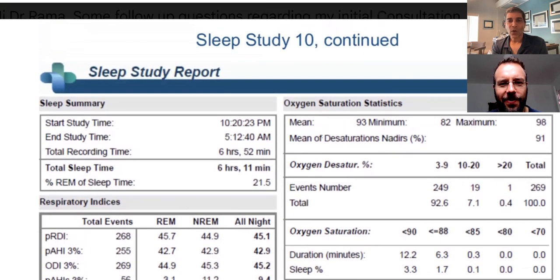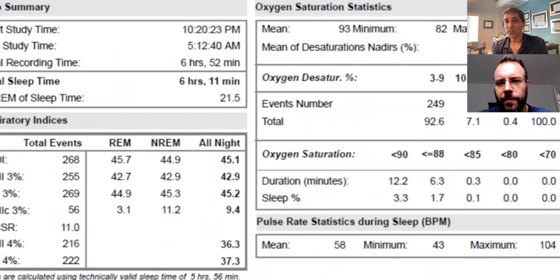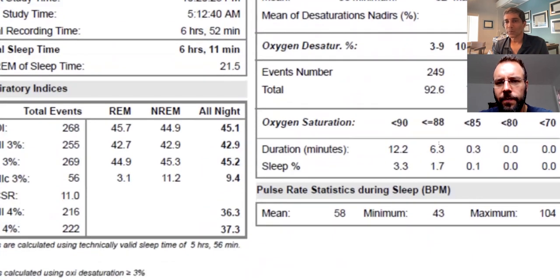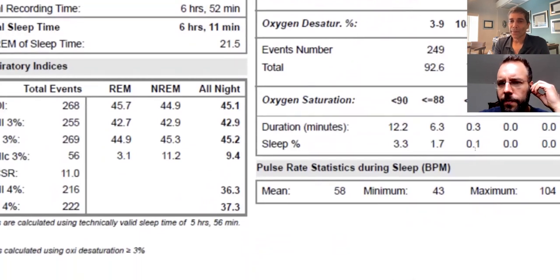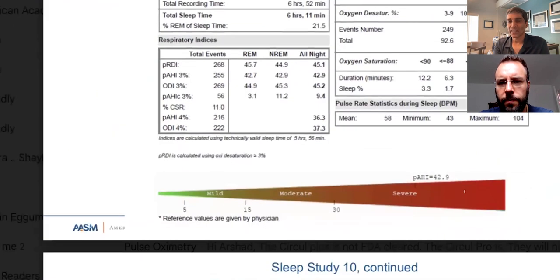Anyway, so average oxygen 93%. That's not good. You need oxygen for everything. And then the minimum is 82%. And unfortunately, this looks real. 249 between 3 and 9% DSATs, 19 events between 10 to 20, one greater than 20, 12 minutes under 90%, 6 minutes under 88%, 18 seconds under 85%. Pulse rate is 58, range is 40 to 90, and 43 to 104. It's fine, it makes sense.